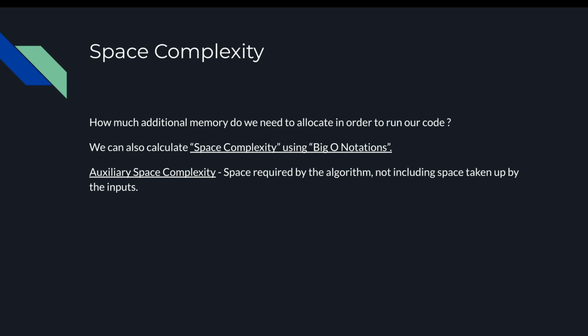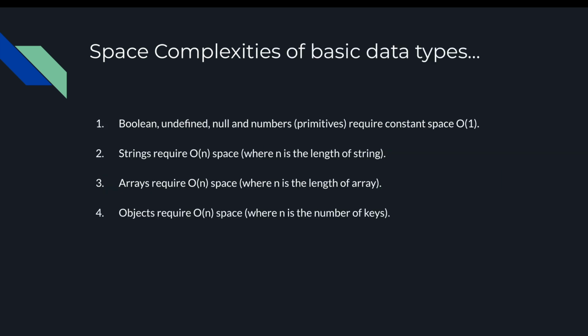Now let's look at the space complexity of some of our data types. The primitives like boolean, undefined, null and numbers have space complexity of O of 1. They require constant space. Strings require O of n space, where n is the length of string. Similarly, arrays also require O of n space, where n is the length of array. And objects also require O of n space, where n is the number of keys. Alright, now let's take a look at an example and try to find out its space complexity using big O notation.